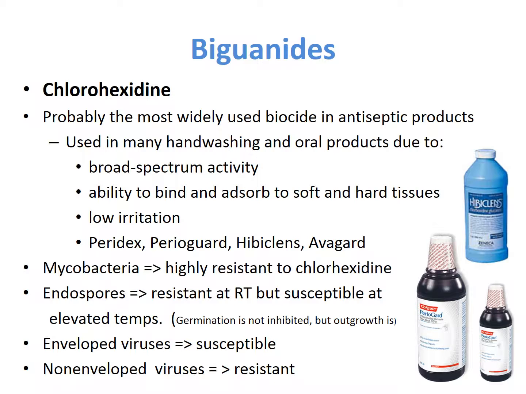Okay, you've probably used Hibiclens at your doctor's office, or you might have seen it at the pharmacy. Biguanides, in addition to being ineffective around a lot of organic molecules, are ineffective against mycobacteria. Okay, endospores have some sensitivity only when these chemicals are heated.